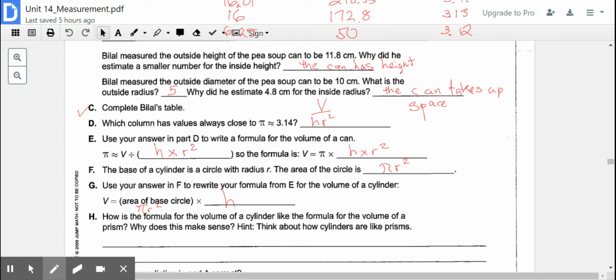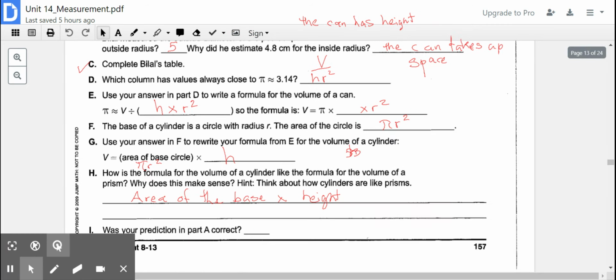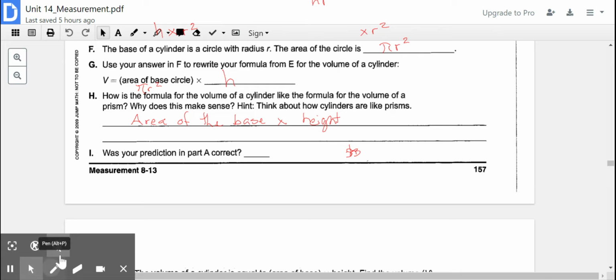Now, how is the formula for the volume of a cylinder like the formula for the volume of a prism? It's just the area of the base times the height. And that's what our prediction was, that the area of the base times the height would be the volume of the cylinder. So was our prediction correct? Yes, of course it was. We're brilliant. Let's move on.